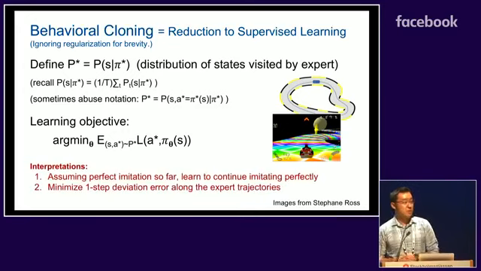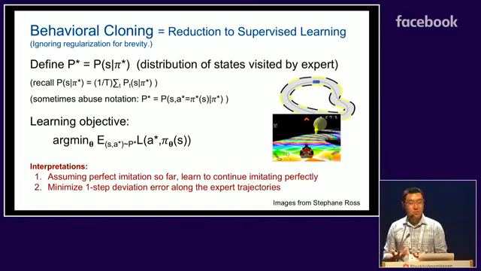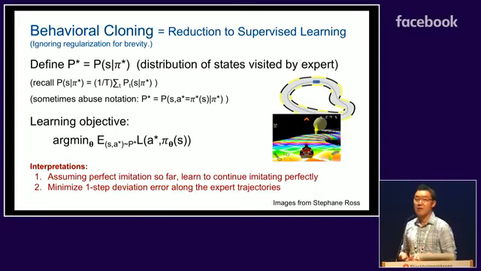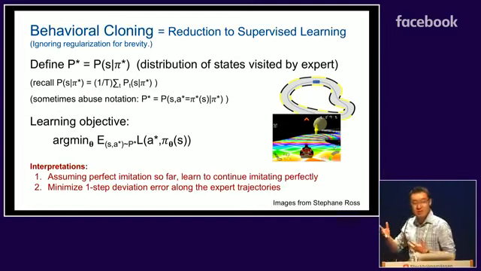So there's a few interpretations of what's going on here. The first interpretation, and there are more than two, of course, so I'm just going to talk about two, is that assuming perfect imitation so far, so we're only looking at a distribution of inputs where we're following an expert perfectly, learn to continue following the expert perfectly. That's one interpretation of what this learning problem is trying to learn. A second interpretation is we're trying to minimize the one-step deviation error along the distribution of states experienced by the expert's trajectory. That's a very literal interpretation of what this learning problem is doing.